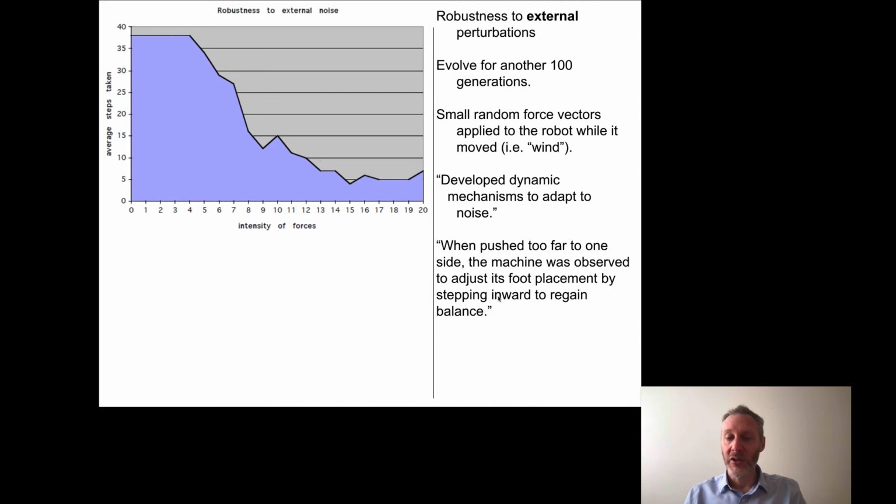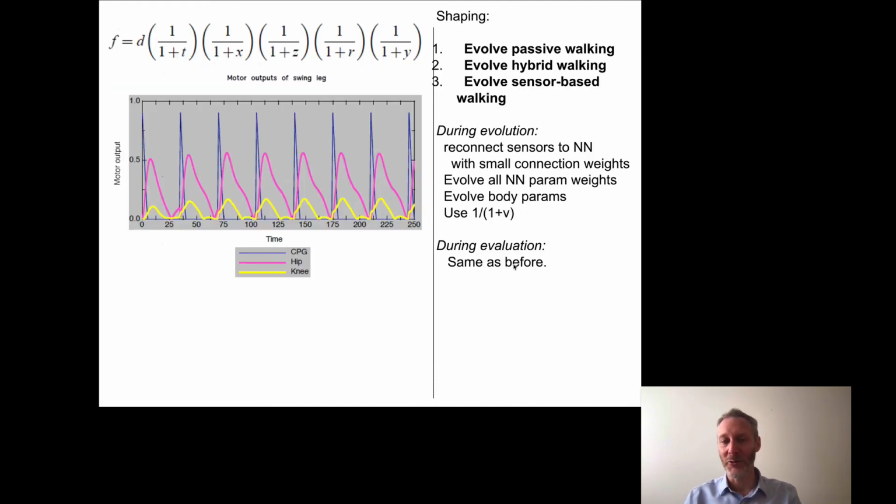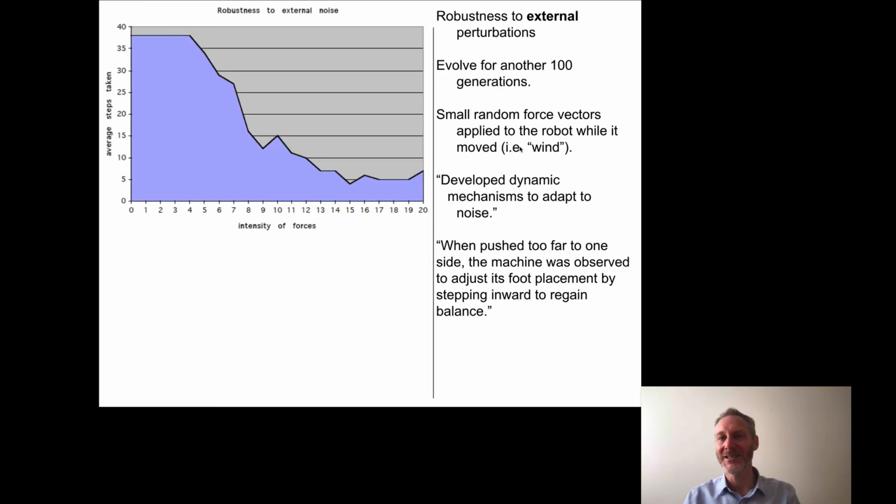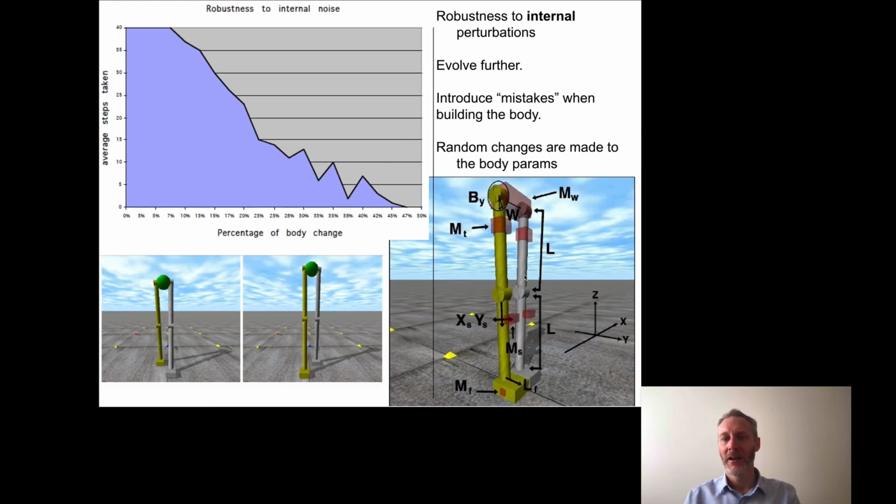Okay, so the only reason that this robot can recover from this external force is, again, because it's now using its sensors. It's able to detect that something has changed, and it seems to know what to do. These authors kept going into a fifth phase. They kept evolving the bipeds. Now they introduced mistakes when building the body.